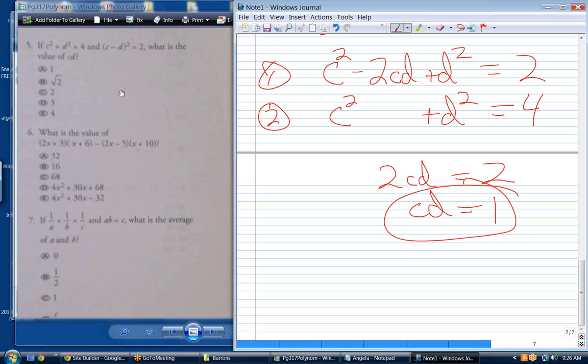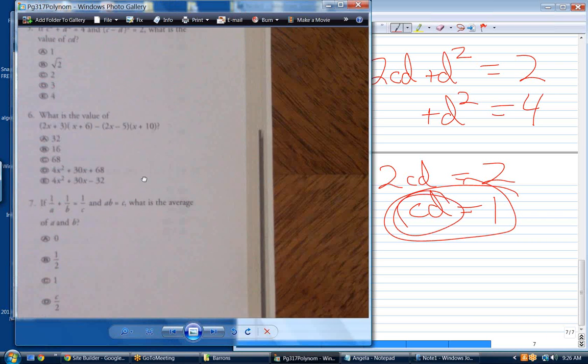So in that one, we didn't have to solve for c and d. Like in the other one, we had to solve for a and b to answer it. In this one, we were able to solve for cd as a product directly. Okay.